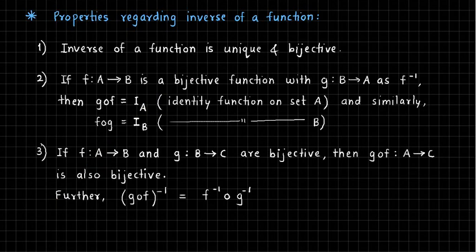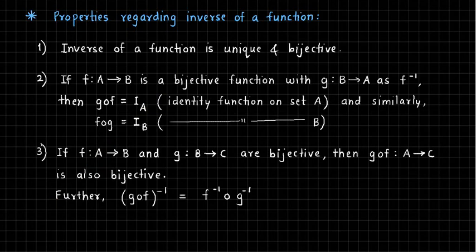The second property is: if f is a function from set A to B and is a bijective function, with the function g defined from B to A as the inverse of f, then the composite function g of f will be nothing but I_A, which is the identity function on set A. And similarly f of g will be nothing but I_B, which is the identity function on set B. So we have already seen what identity function means.